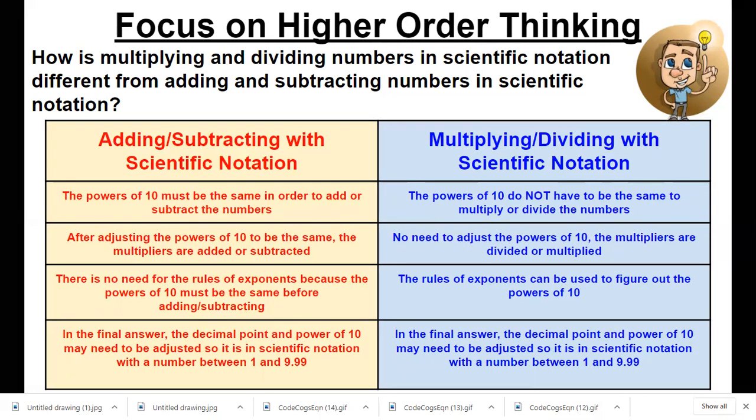For multiplying and dividing, in the final answer, the decimal point and power of 10 may need to be adjusted as well so that the answer is in scientific notation. If you'd like to screenshot this page, it's a good comparison. Go ahead, pause the video and screenshot it.